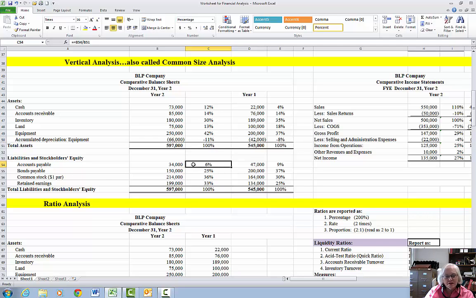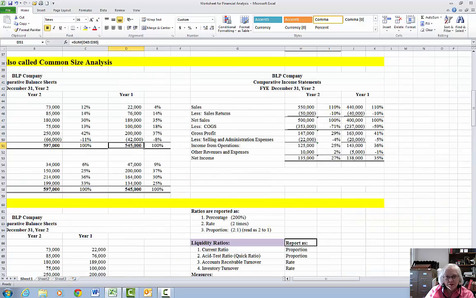For the liabilities and equity, again, you're taking a percent of total assets. I guess you could do a percent of total liabilities and equity because it's the same number. It doesn't really matter. But the definition is you take your accounts payable and divide by total assets, because everything on the balance sheet is a percent of total assets for that year. So in year 1, your cash of $22,000 is going to be 4% of 545. Everything is listed as a percent of total assets for that particular year.